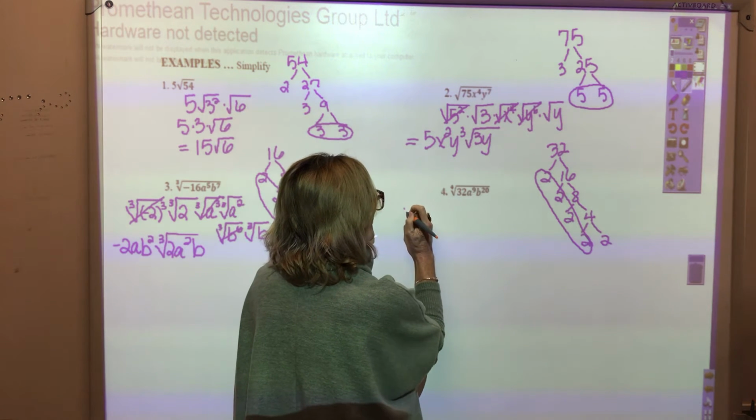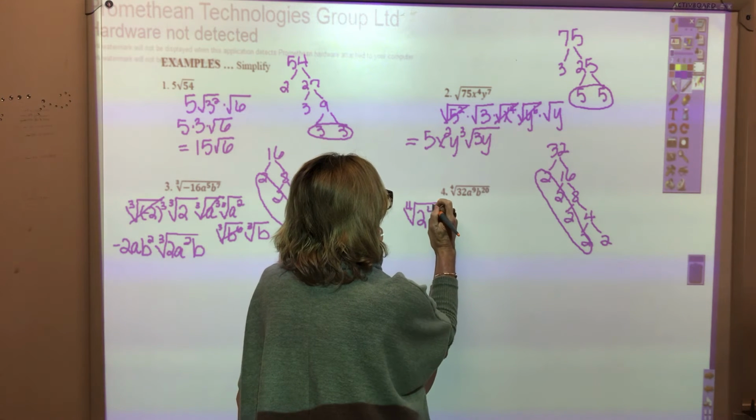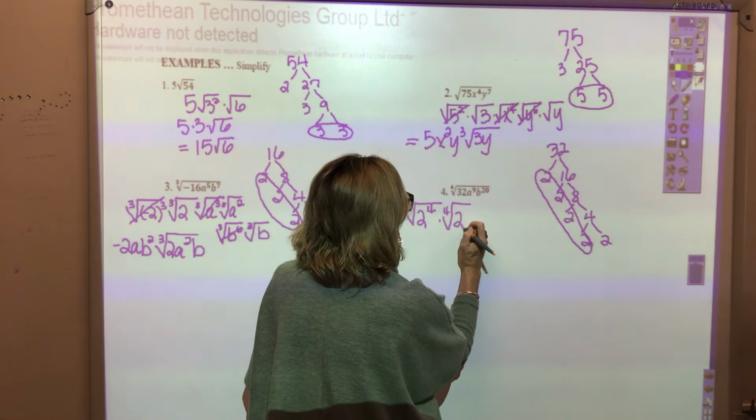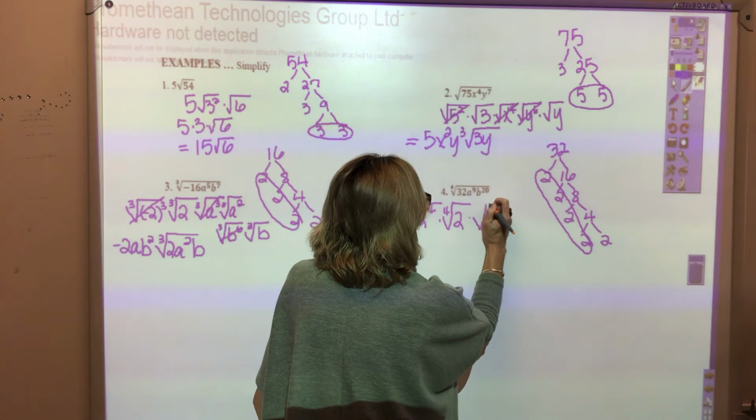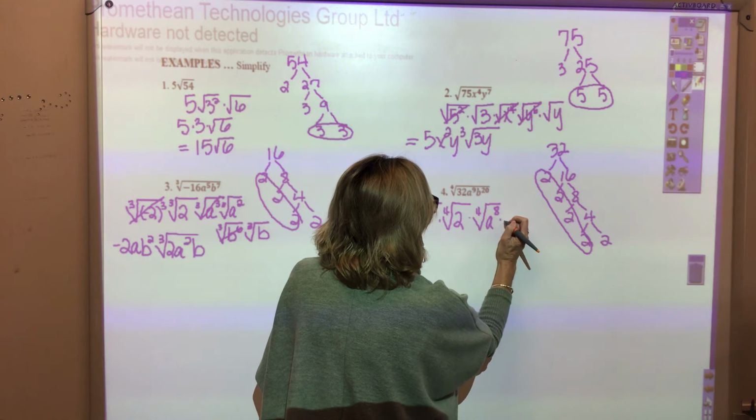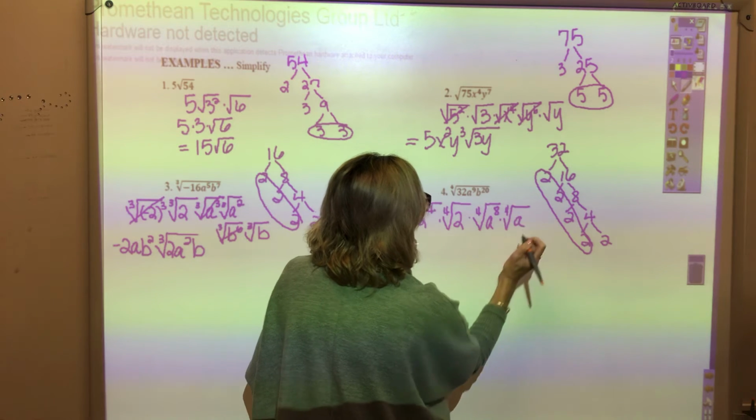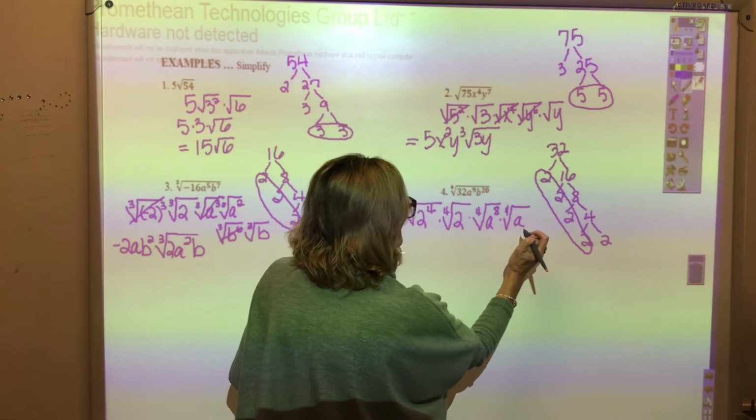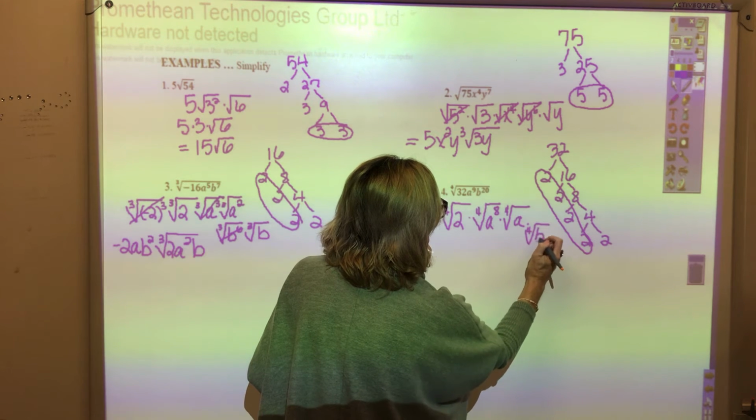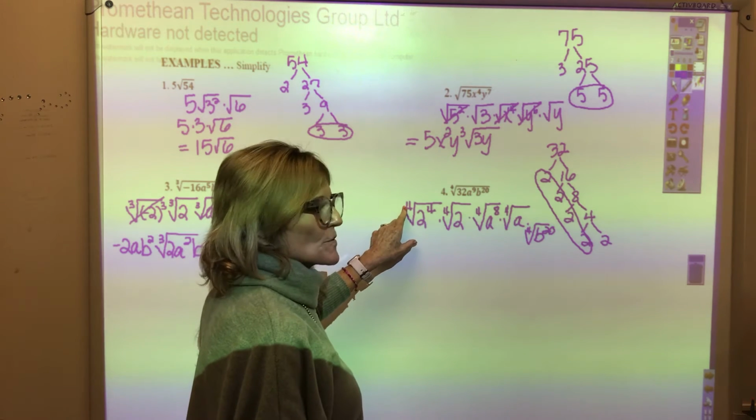So we're going to have the 4th root of 2 to the 4th times the 4th root of 2 times the 4th root of a to the 8th times the 4th root of a. That'll give us a to the 9th. And then times the 4th root of b to the 20th. So we'll divide the powers by 4 to get the 4th root.